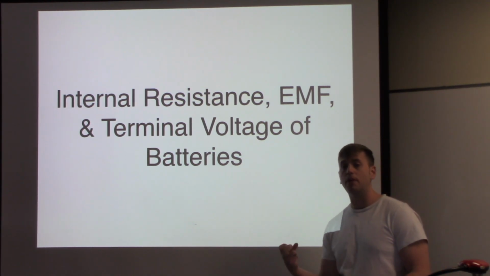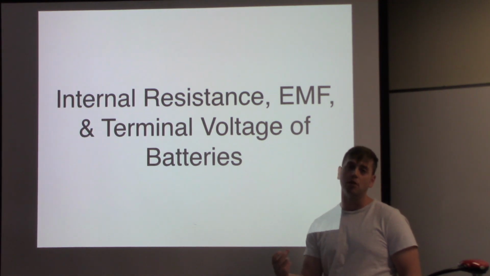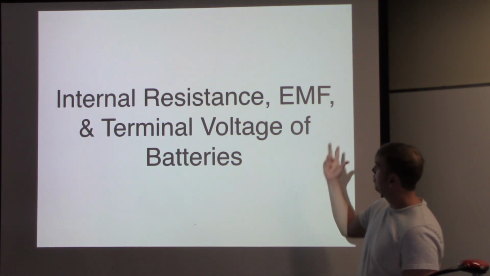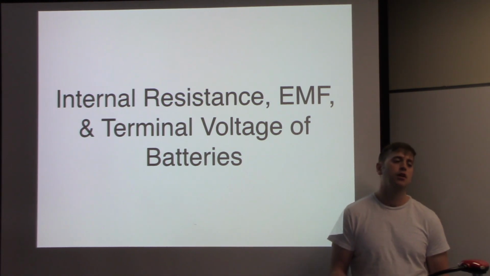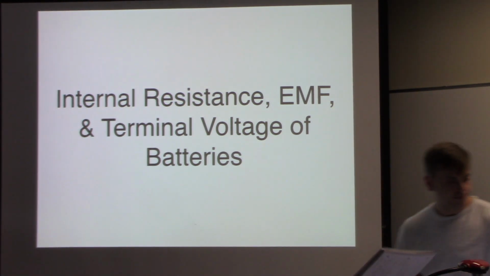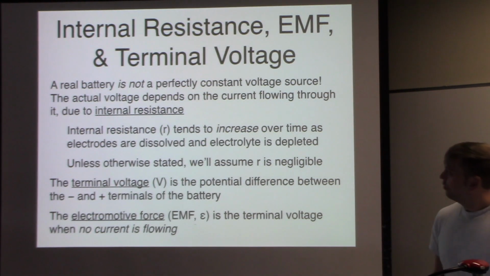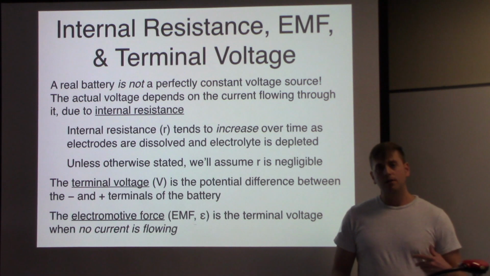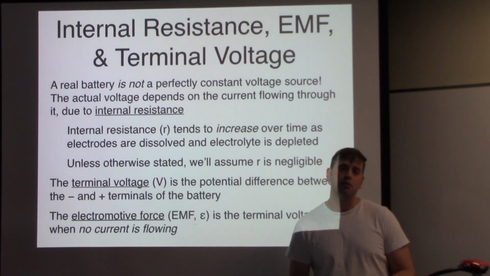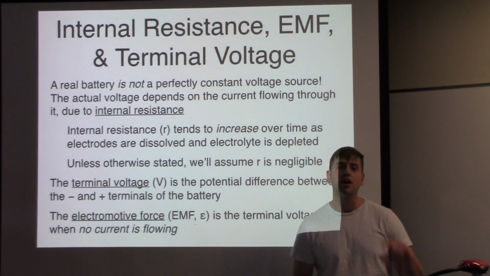That just means the battery itself has some resistance to current flowing through it. We'll also cover EMF of a battery and terminal voltage of a battery. We're going to define all these terms and do a couple problems. So let's start with the definitions, okay? Ideally, when we think about a battery, we think of it as being a source of constant voltage.